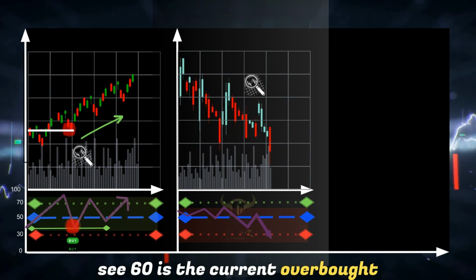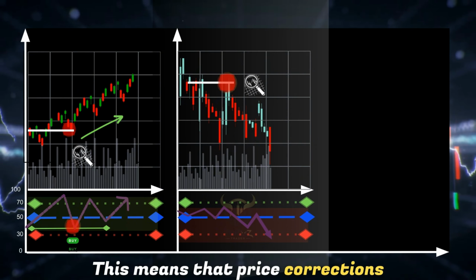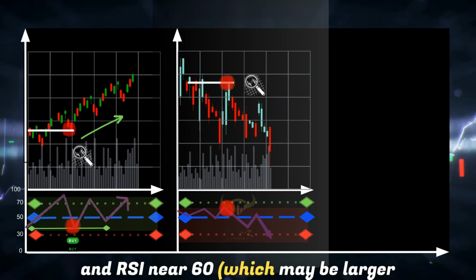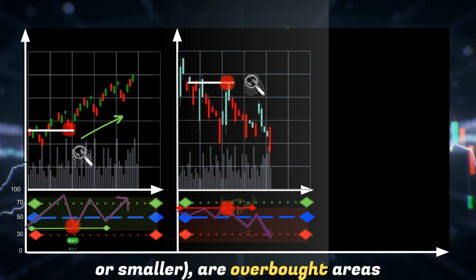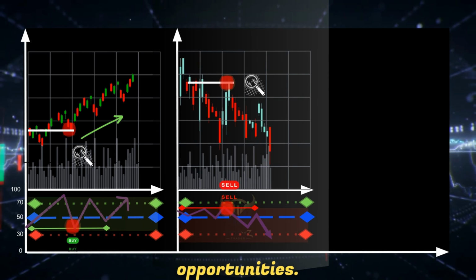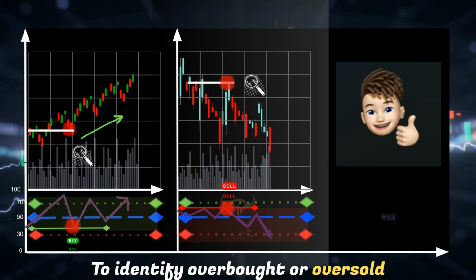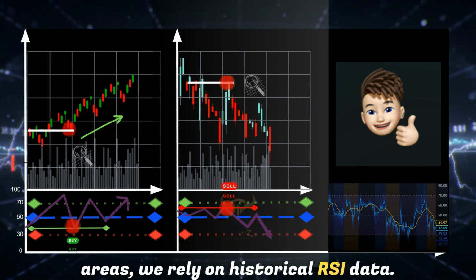2. In a downtrend, RSI is usually between 20 and 60. See 60 as the current overbought area. This means that price corrections in RSI near 60, which may be larger or smaller, are overbought areas, potential selling opportunities. To identify overbought or oversold areas, we rely on historical RSI data.